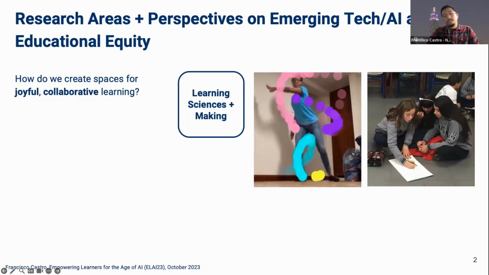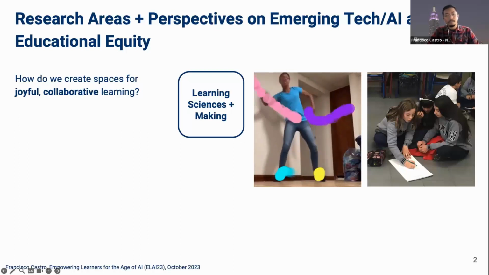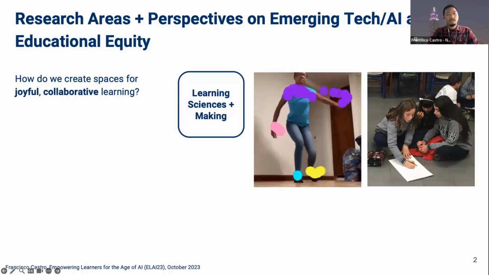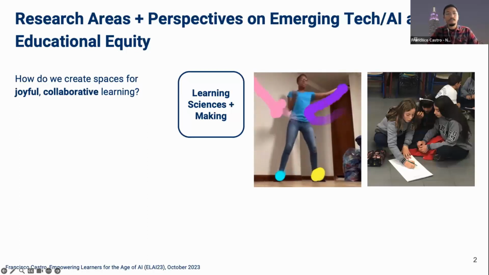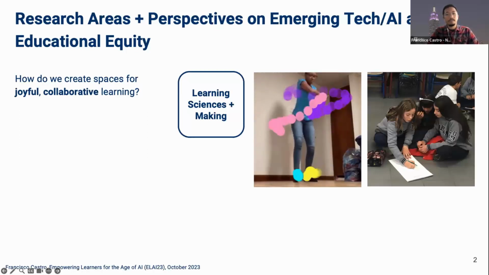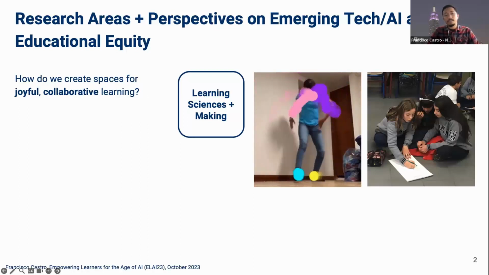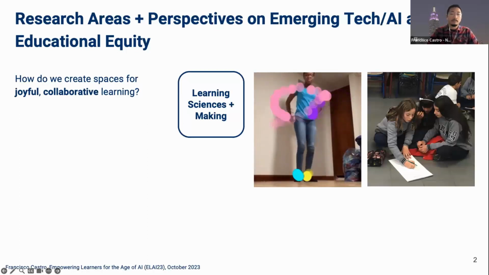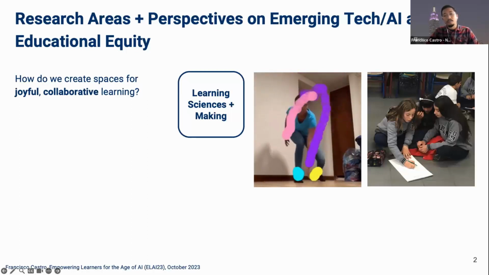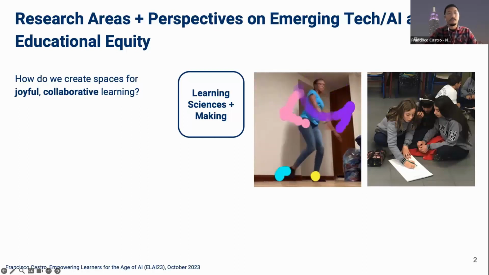So I draw from several research disciplines and practices for my work, which also influences a lot of my perspectives on emerging technologies and AI for educational equity. And the disciplines that I'll be talking about intersect with each other in many ways. And one of the disciplines I draw from is the learning sciences, particularly from the making community. And a lot of my work explores how to create spaces and environments that enable joyful and collaborative learning. So I often interrogate the ways that technologies and AI can be leveraged to enhance the experience of joyful making and how it can also support the social aspects of learning.